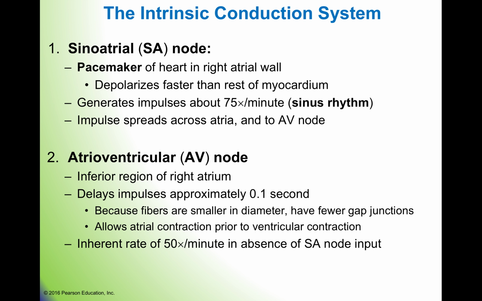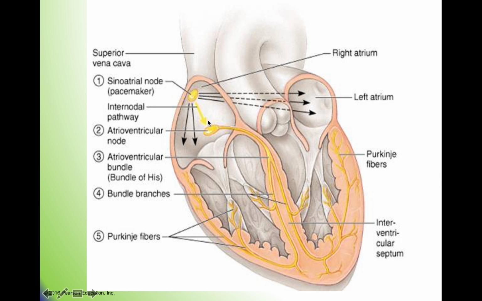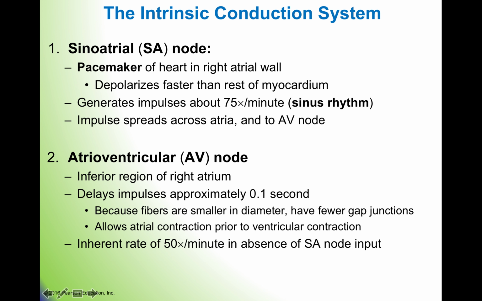Now, impulses from the SA node are going to spread from the superior aspect of the right atrium down to the two atria, left and right, using the gap junctions, and then eventually reach the next structure, which is known as the AV node. AV stands for atrioventricular. You can see it right here. It sits between the right atrium and the right ventricle, hence the name atrioventricular node. There are very specific characteristics of the AV node. The AV node has very small fiber diameter and also has very few gap junctions.